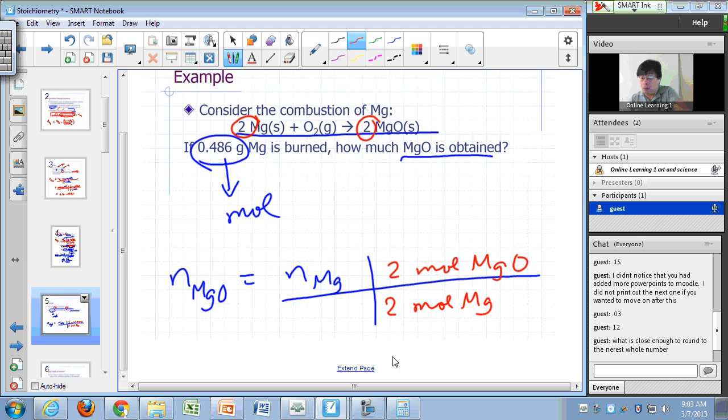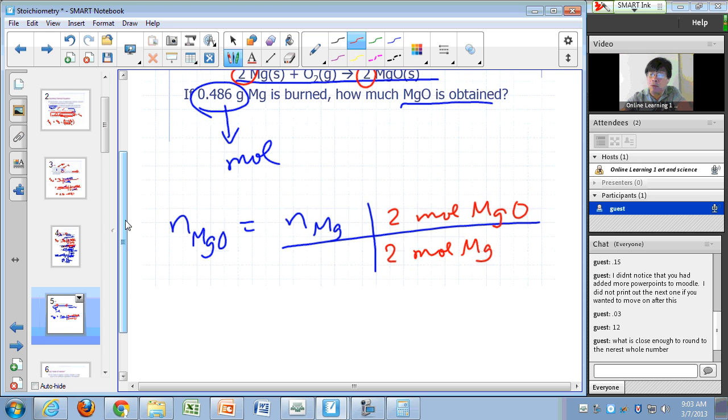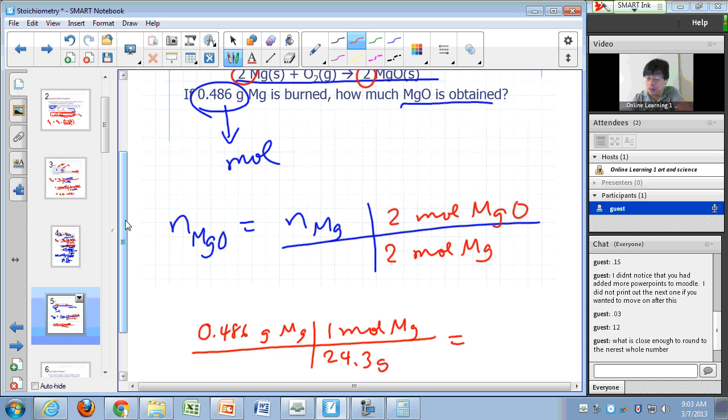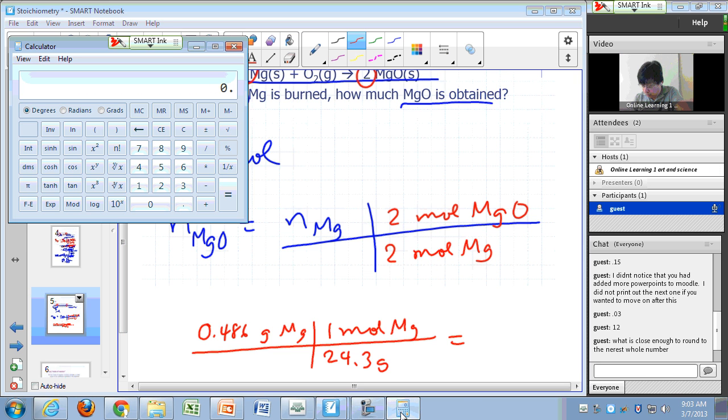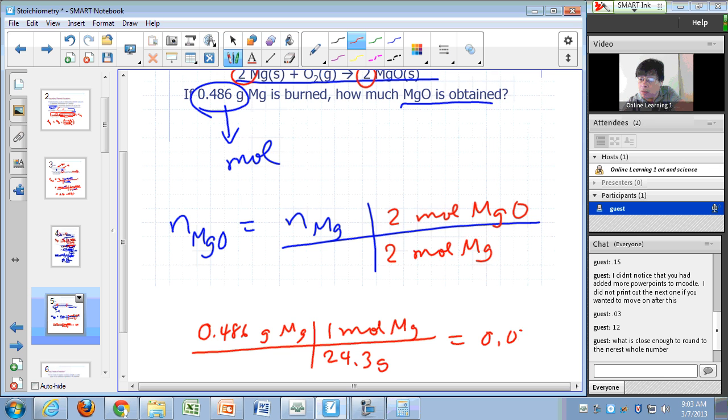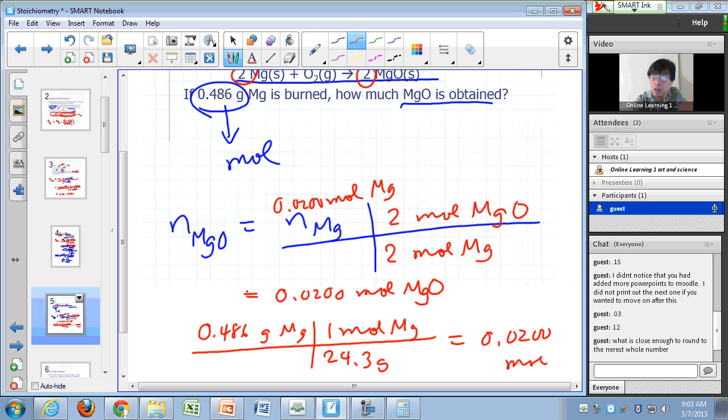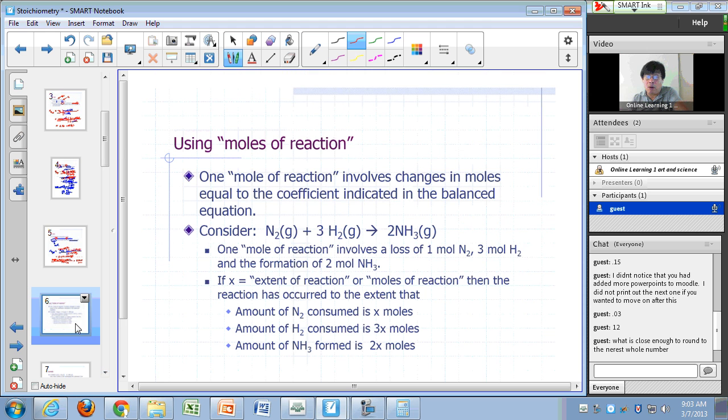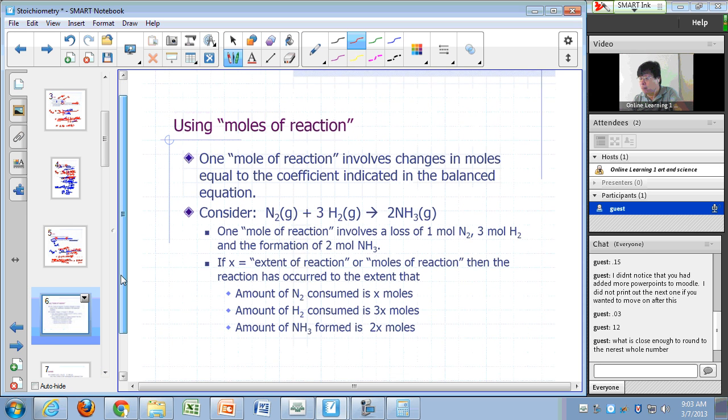Okay. So if I know moles of magnesium, how many moles of magnesium do I have? 0.486 grams Mg, change that to moles. So 1 mole of Mg is 24.3 grams. So 0.486 divided by 24.3 gives you 0.0200 moles. So this is 0.0200 moles of Mg. And so the answer here would be 0.0200 moles of MgO. Okay? So if you know it in grams, you change it to moles. If you know it in moles, you change it to grams. Okay.